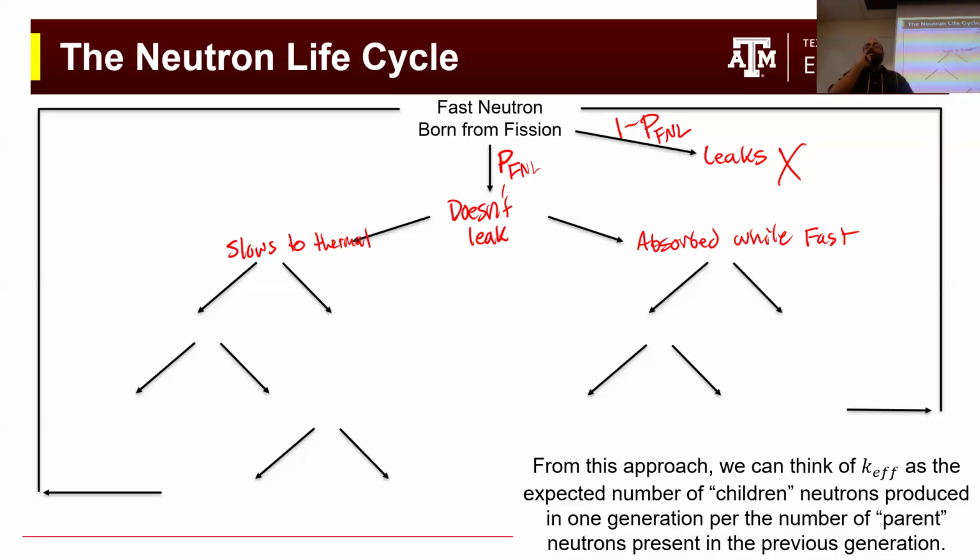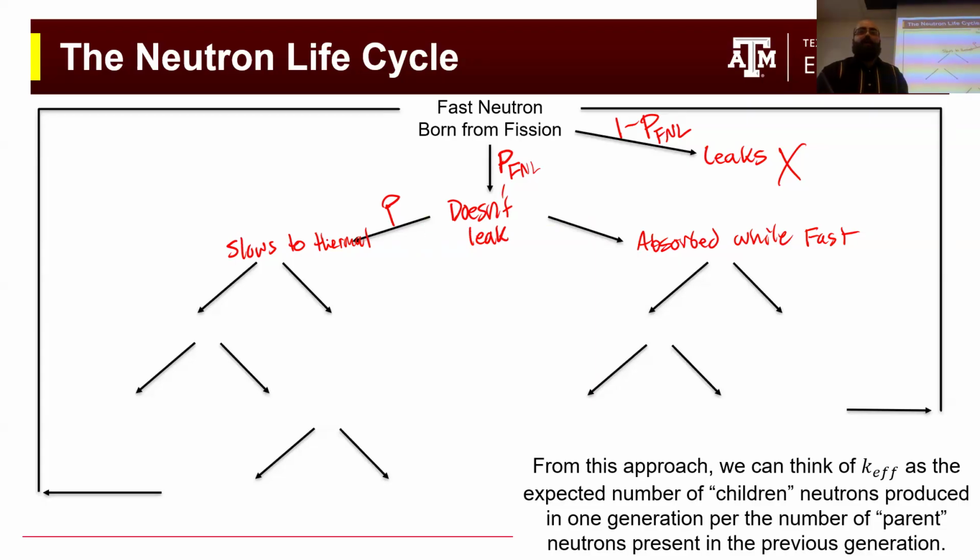PFNL was the non-leakage probability. This is the probability that the fast neutron isn't absorbed. P, right? It's just the resonance escape probability. Perfect. P. And if P is the probability that it slows to thermal, what has to be the probability that it is absorbed while fast?